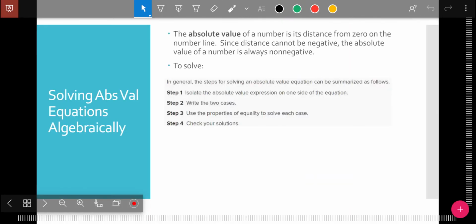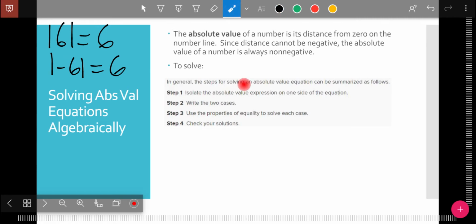And so this first paragraph up here is just really a fancy way of reminding you that absolute value is always, always positive. If you have the absolute value of 6, then the answer is 6. If you have the absolute value of negative 6, then the answer is still positive 6.